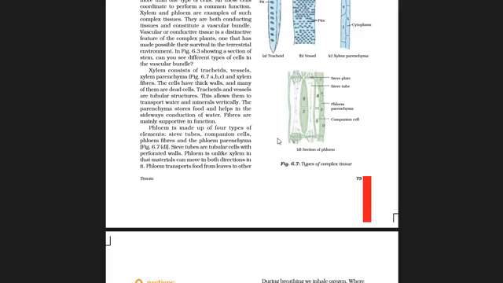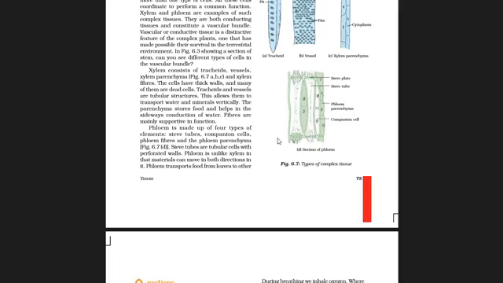So sieve tubes are tubular cells with perforated walls. What do you mean by perforated? Perforated means they have small pores in their structure. Phloem is unlike xylem in that materials can move in both directions in it. In xylem, you must have heard me saying they move only vertically. Here they have told in phloem they can move in both directions.